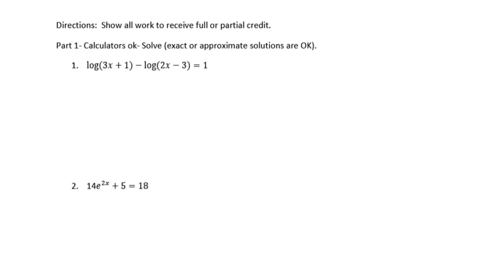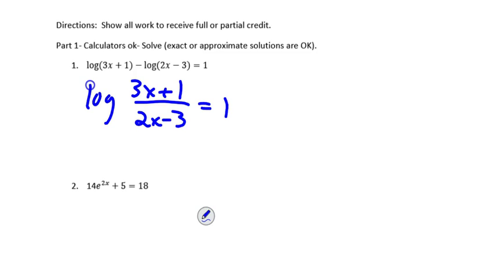All right, so log(3x + 1) minus log(2x - 3) equals 1. So let's see. What did we do first? Apply the property that goes like that, right? So the difference of two logs is the log of the quotient.